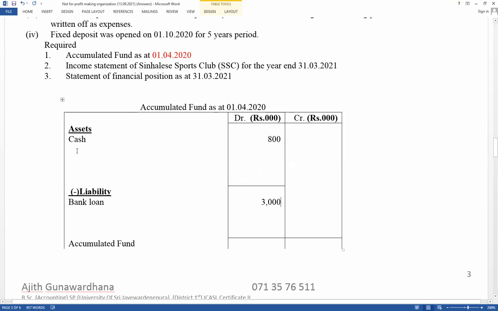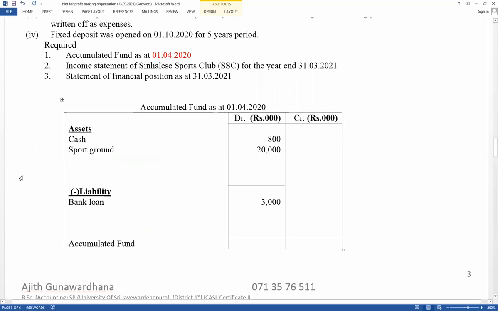Ground is an asset. Only the opening balance is for ground. Ground value equal 20,000.